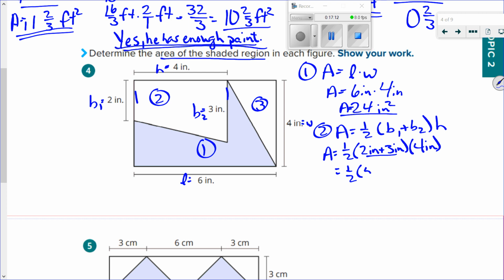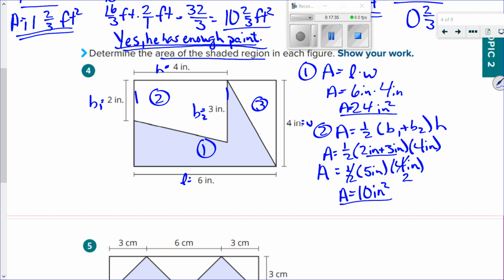1/2 of 5 inches times 4 inches. Now that Mr. Moore tip I keep giving you guys: if I have a 1/2 in my formula, find an even number. So half of 4 is 2. So then all I have is 5 times 2, or 10 square inches. So that first trapezoid is 10 square inches.